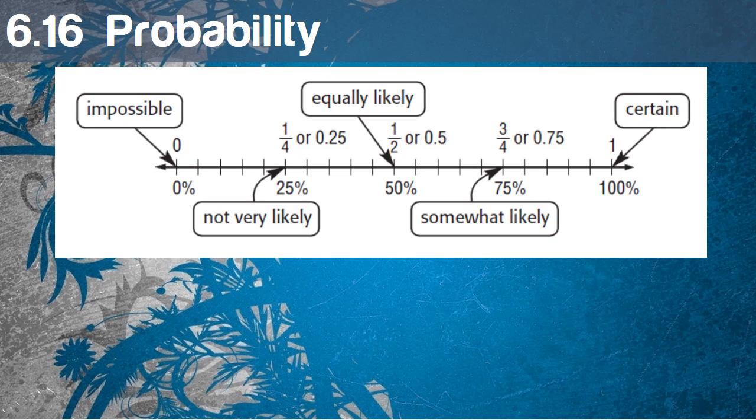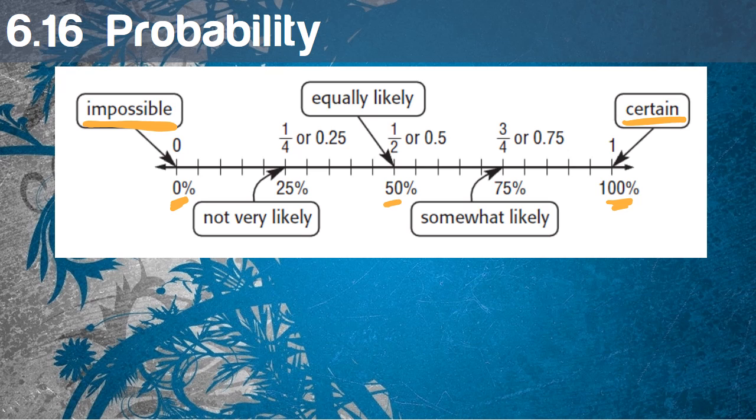So let's go ahead and take a review here of some keywords that you will see in dealing with probability. Here we're given a number line with some percentages, 0% to 100%. If your probability of winning the game is 0%, it is impossible to win the game. And if your chances of winning are 100%, you are certain that you are going to win the game.